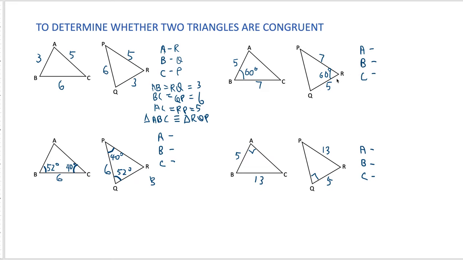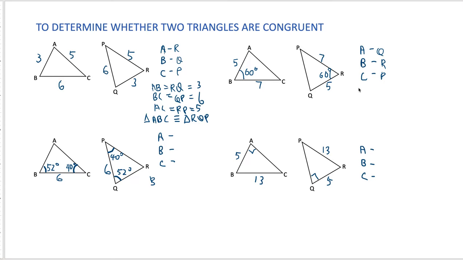Right. In the second case, we have 2 sides known and the angle in between. Again, we determine the corresponding points. B has 60 degrees, corresponds to R, and A is the side that is the shorter side, 5, branching out from B, so it corresponds to Q, and the last point, P.